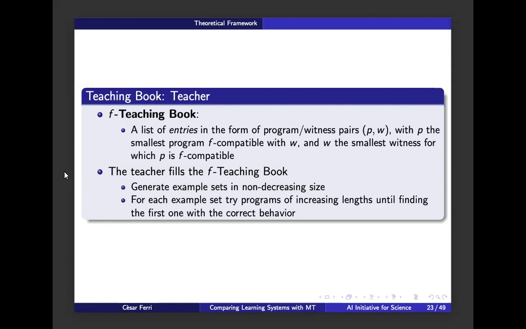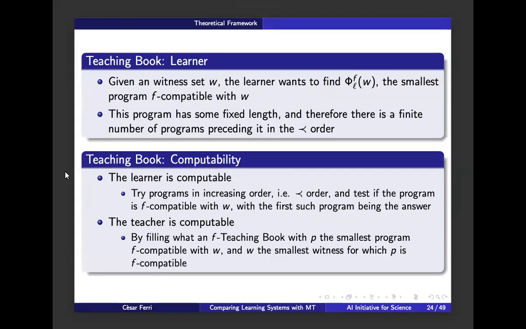Sorry, I have written that. We have a program P, and W refers to the minimal witness set with which we are able to learn that program. Okay, so the teacher is the one that fills in each teaching book, called that because it is based on this version of the teaching size. The teacher must generate the example sets in the teaching sizes, and for each example set, we write programs of increasing length until finding the first one with the correct behavior.